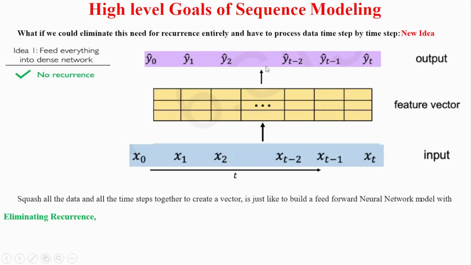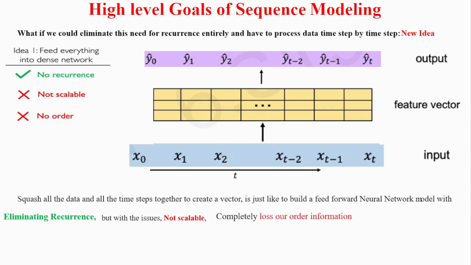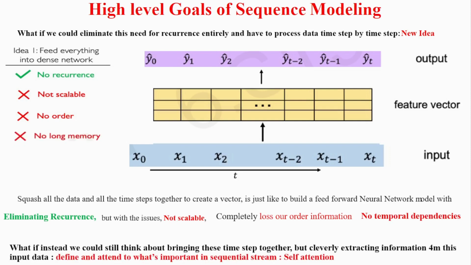To achieve this we eliminated recurrence, but we still have the issue that it's not scalable, because the dense feed forward network would have to be immensely large, defined by many different connections, and critically we have completely lost order information by just squashing everything together. There is no temporal dependency, and we are then stuck in our ability to try to establish long-term memory.